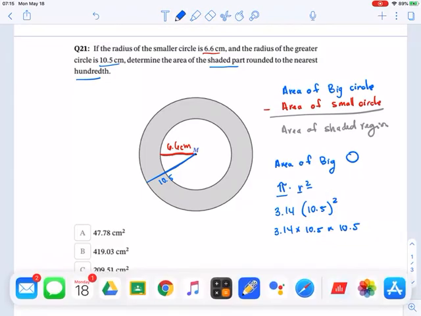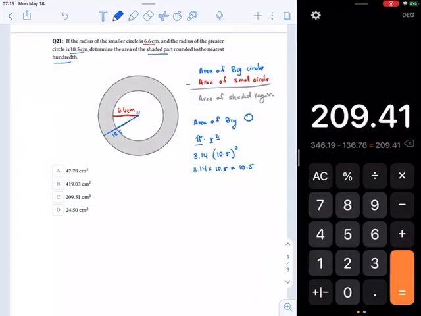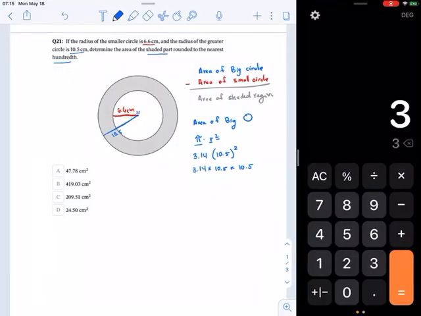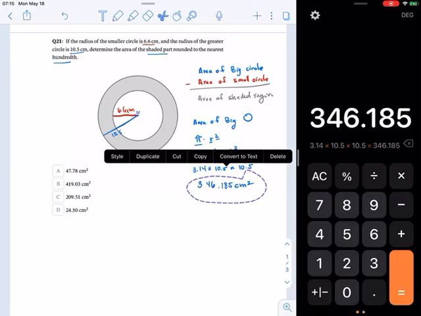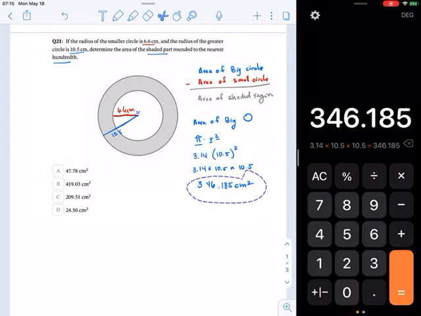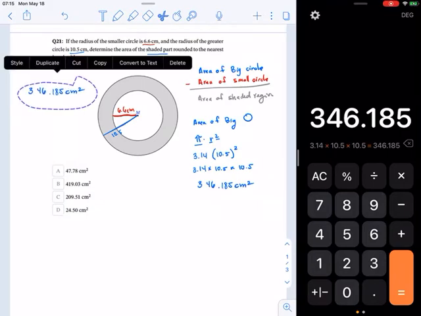So here it is in the calculator. 3.14 times 10.5 times 10.5, and we get 346.185 centimeters squared. Now I'm going to copy this, and I know it says round to the nearest hundredths, but I'm going to round it at the end. I'll put it off to the side just so I have some space.